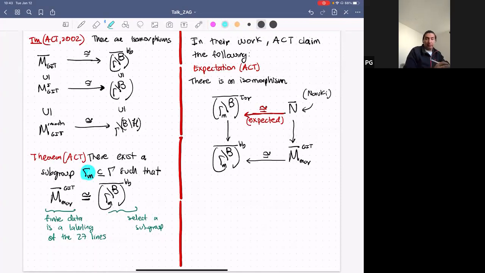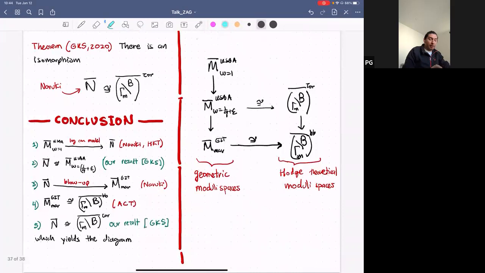Finally, Alcock and Toledo prove a lot of things, but in particular, they have the following expectation written within their article: they expect that the Naruki is isomorphic to the toroidal compactification. And that was an expectation that they had, and our theorem with Matt and Luca is that the expectation is correct. There is an isomorphism between this Naruki compactification and the toroidal one.